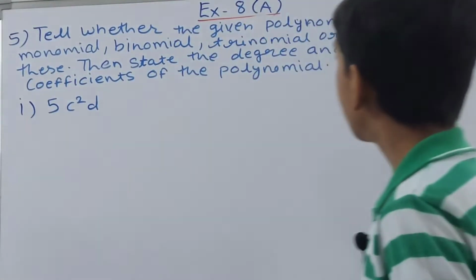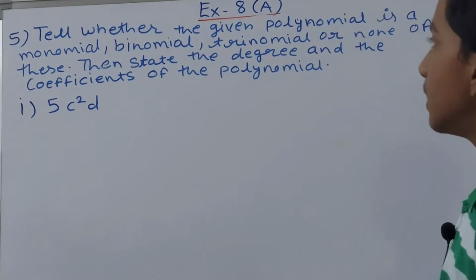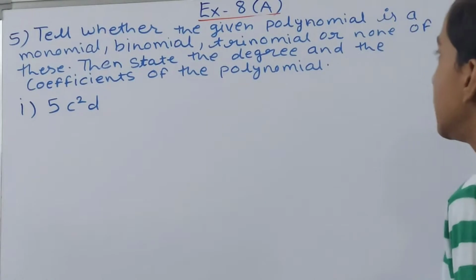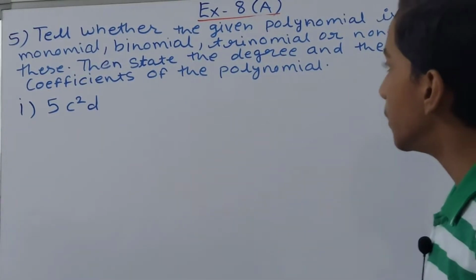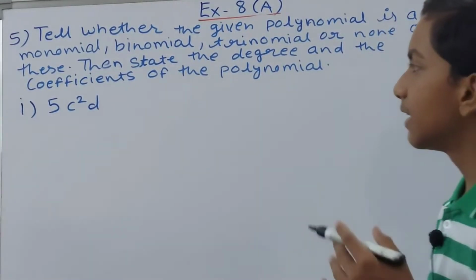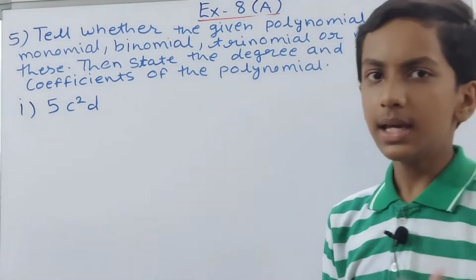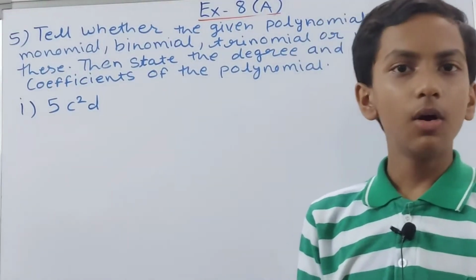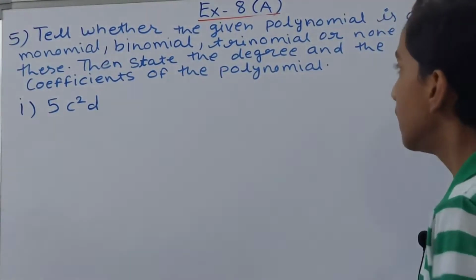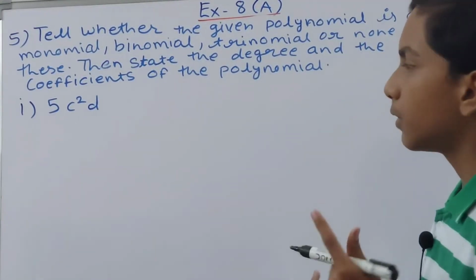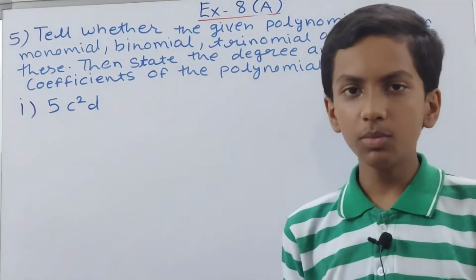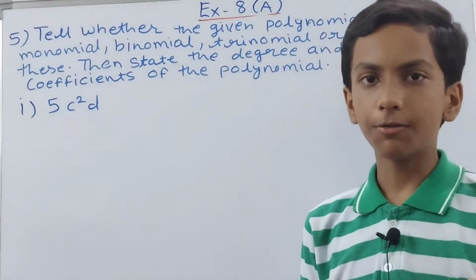Tell whether the given polynomial is a monomial, binomial, trinomial or none of these. Then state the degree and the coefficients of the polynomials. First of all, we have to tell whether the given polynomial is a monomial, a trinomial or a binomial, right? And if it is none of these, then we have to write that as well. And if it is any one of the monomial, binomial, trinomial, then we have to write the degree of that polynomial and also the coefficient of that polynomial.